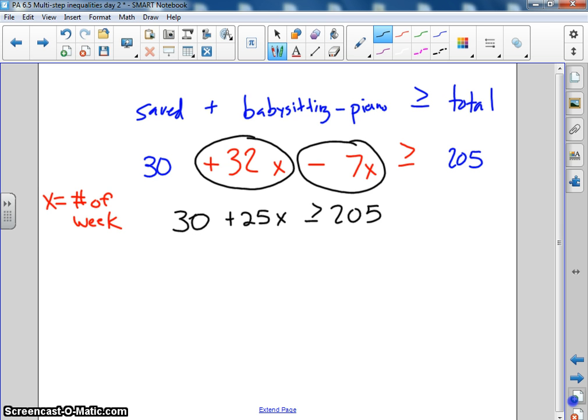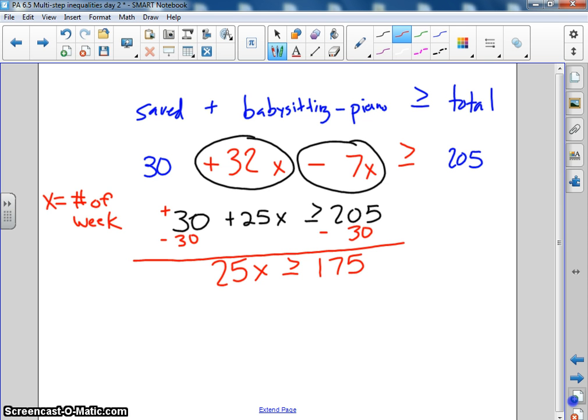And now I just have a regular problem that I can solve. This is a positive 30, so how do I undo it? Subtract 30. What I do to one side, I have to do to the other. Subtract 30 here. 25x greater than or equal to 175. Divide by 25.